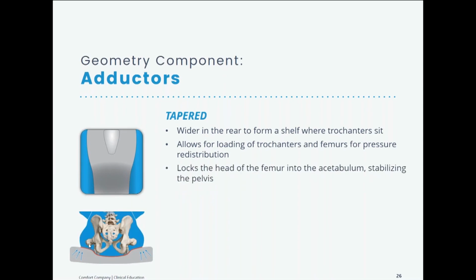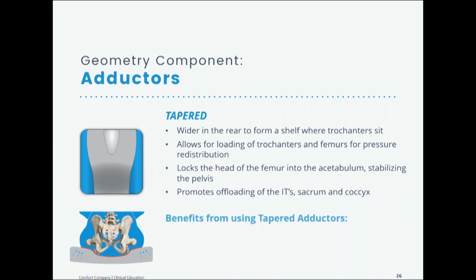So it locks the head of the femur into the acetabulum, which is the C-shaped area where the head of the femur goes into. And so when you place the trochanter on this shelf, it helps to push the femur head into the acetabulum, stabilizing that pelvis quite well. The other thing that it can do is it helps to make a posterior pelvic well where you can offload the ITs and the sacrum and the coccyx to really partially or completely offload those high-risk bony prominences.